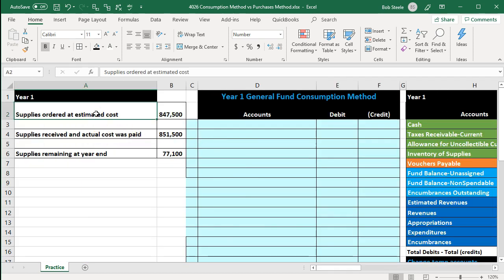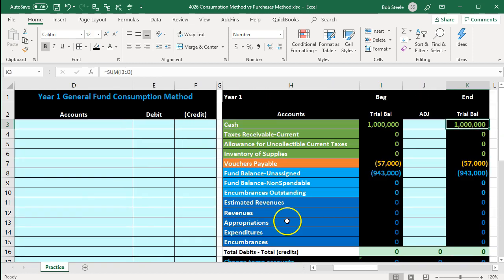This is going to be year 1, supplies ordered at estimated cost. So we're going to say that the supplies have been ordered. They have not yet been an expenditure. This is kind of like the purchase order that we would have. So this is the estimate. This is kind of like the funny transaction that we would have that isn't actually an expense. We're not going to record the actual supplies that have been received. We're going to put this into the encumbrances. That's that holding account that we're going to have.